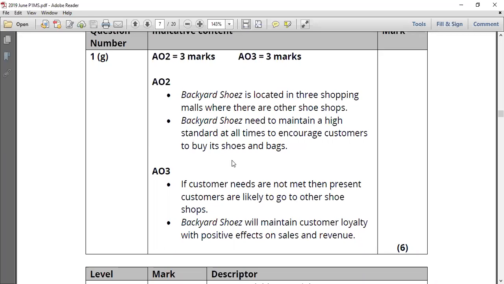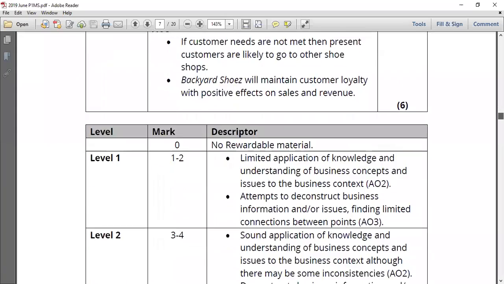Second advantage, Backyard Shoes need to maintain high standards at all times to encourage the customer to buy shoes and bags. As a result, Backyard Shoes will maintain customer loyalty with positive effects on sales and revenue. As a result of that, they can maintain high customer loyalty.